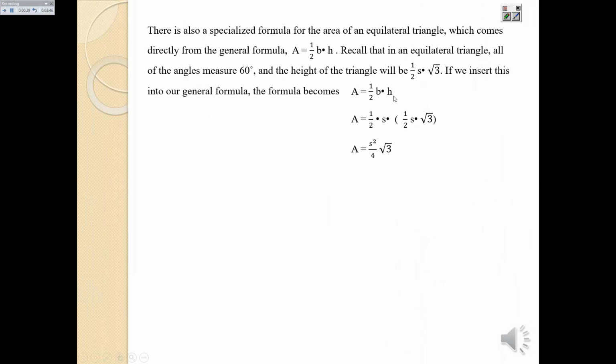Area is 1/2 base times height. It's 1/2 of the side times the height, which was 1/2 of the side times square root of 3. And when you combine those terms, you get side squared over 4 times the square root of 3. So you may be kind of wondering how in the world we got such a thing like that.